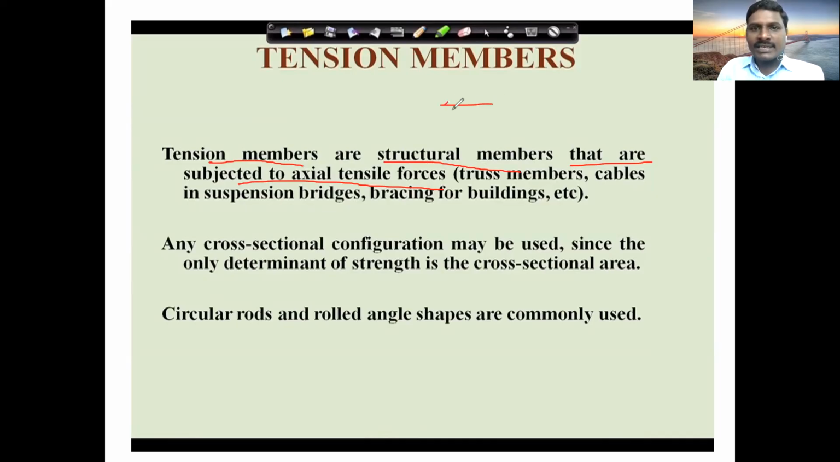Is this correct? We are showing the nature of this force. Is this like you have shown in the analysis of truss? So this is the tensile nature. Is this correct? Yes, sir. So this is the member. So you have shown the nature like this or like this.